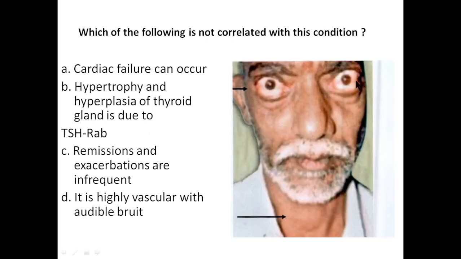Another guy with a staring look and Graves' disease. Which of the following is not correlated with this condition? Cardiac failure can occur? Yes, it can. Hypertrophy and hyperplasia of the thyroid gland is due to TSH receptor antibodies? Yes. Remission and exacerbation are infrequent? No, this is not correlated. As a matter of fact, in Graves' disease, remission and exacerbations are frequent.